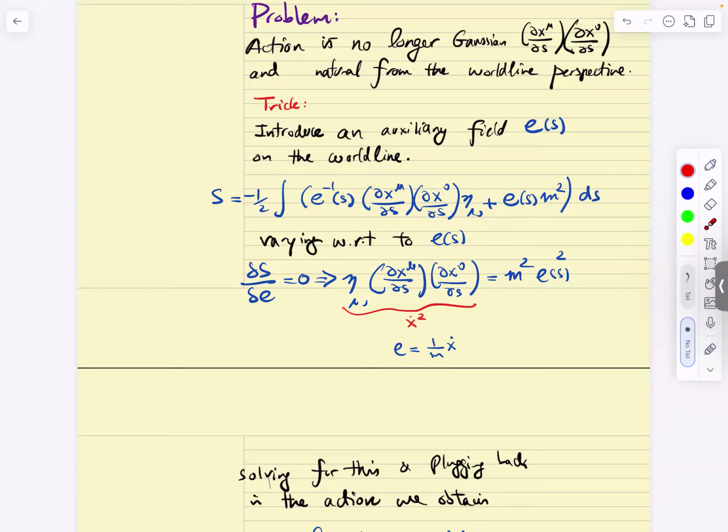What is the action of a scalar field in flat space? The action of a scalar field in flat space is minus half ∂_μ φ. Oh, yeah. Okay, let me write it this way: η^{μν} ∂_μ φ ∂_ν φ.